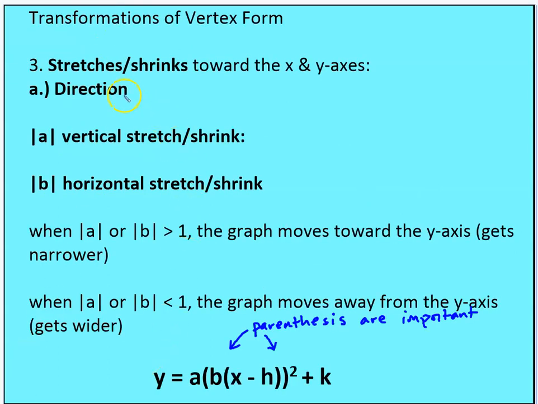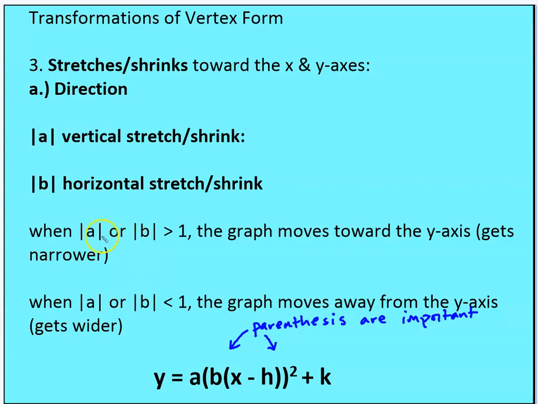Okay, so let's talk about direction of the shrink. So I have two values, the absolute value of A and the absolute value of B. A is going to determine the vertical stretch and shrink, and B is going to determine the horizontal stretch and shrink. So when there is a coefficient that's outside the parentheses, that determines a vertical stretch or shrink, and when there's some coefficient inside of the parentheses, that value determines the horizontal stretch and shrink.